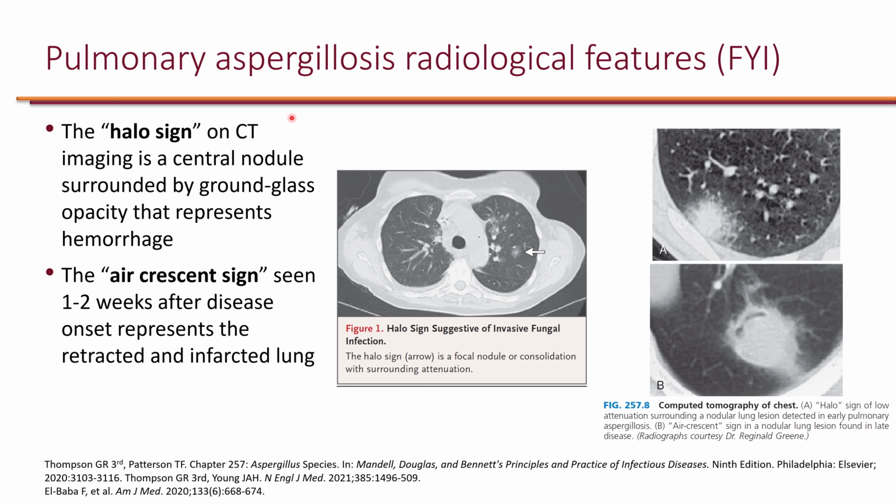Now, this is just FYI, but something that's classic about aspergillosis is that on CT imaging, there is often the halo sign that people talk about on rounds. So when you hear the halo sign, essentially they're looking at a CT image, and that's a central nodule surrounded by ground glass opacity that represents the hemorrhage. And then another thing that you will see 1 or 2 weeks later is the air crescent sign, and that's essentially the retracted and infarcted lung.